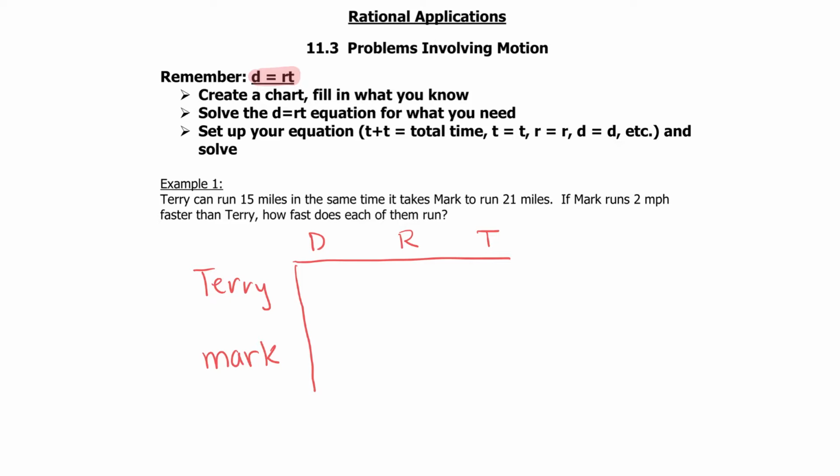So it says that Terry runs 15 miles, that would be the distance, in the same time that it takes Mark to run 21 miles. And Mark runs 2 miles per hour faster than Terry, so since Mark's speed is dependent on Terry's speed, Terry is going to be our X, and then Mark runs X plus 2. And then how fast does each of them run? Okay, so the time is equal.